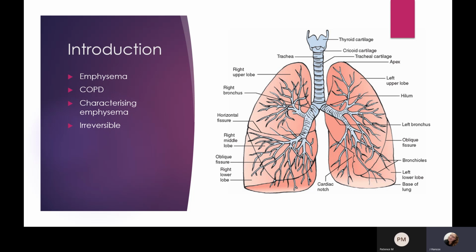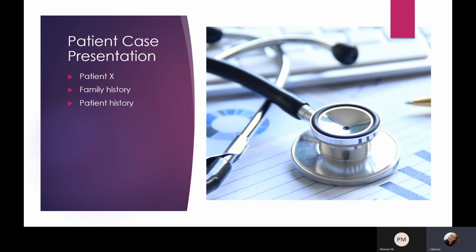In this case, we will be looking at a patient who was diagnosed with COPD, or more specifically, emphysema. As a result of this, the patient also developed cor pulmonale. With a disease as prominent and deadly as emphysema, it is important we understand it completely and that we know how to test for and diagnose the disease. Moving on to the patient case.